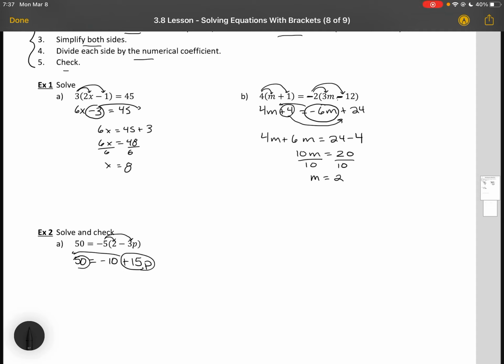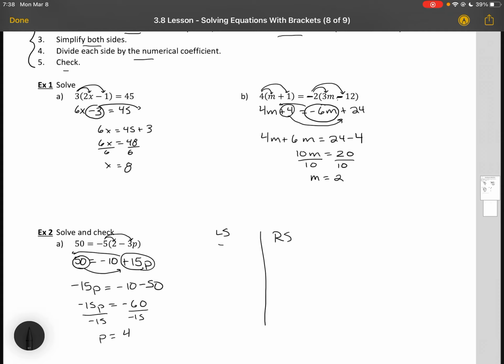Now I'm going to move my variable terms to one side and my number terms to the other side. So I get minus 15p equals minus 10 minus 50. Finally, I'm going to simplify my right-hand side, and then I'm going to divide both sides by the numerical coefficient so that I can get p by itself. Now I think, based on my solving, that the answer is 4.